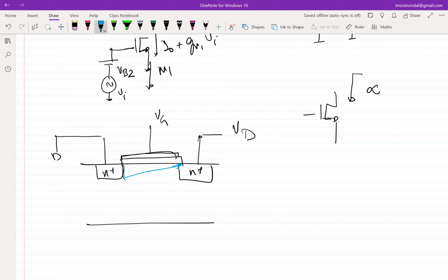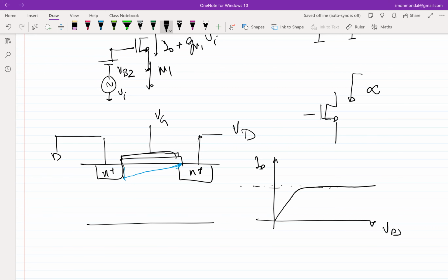Since the current got saturated, my ID-VDS plot looks like this. It was a flat line, parallel to the x-axis. So obviously the conductance of this, that is the slope of this, is zero, which means output impedance went to infinity. Incremental output impedance was infinity. Now, what I am saying is that this is not the case.